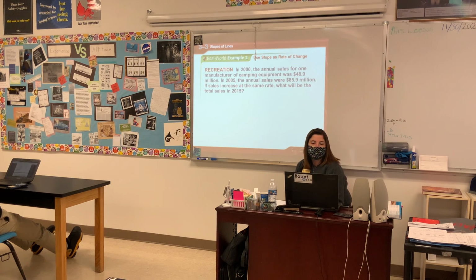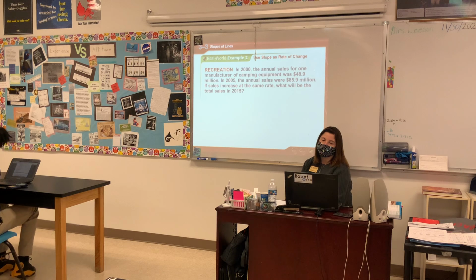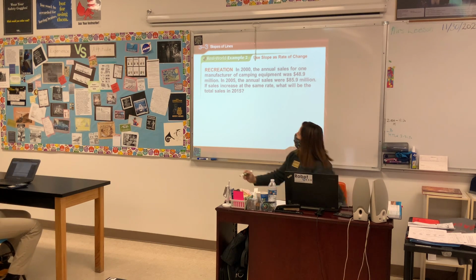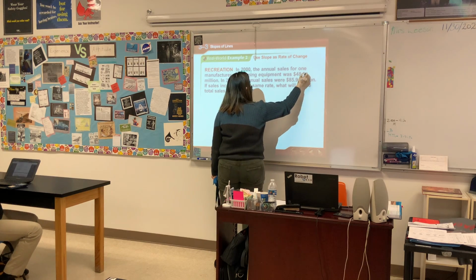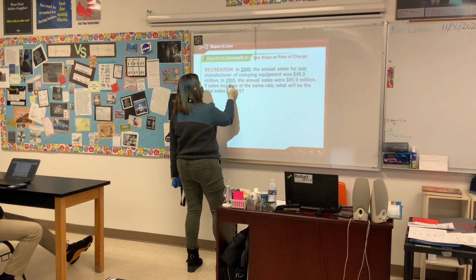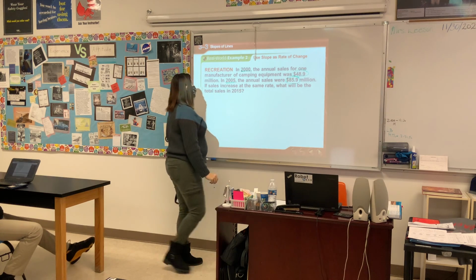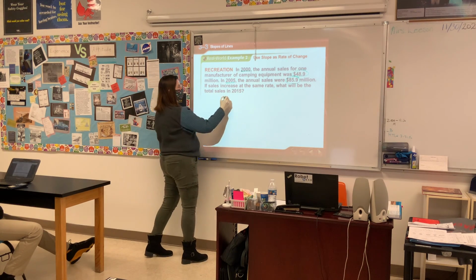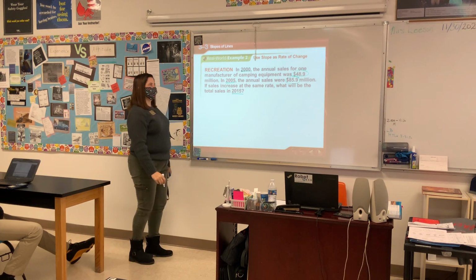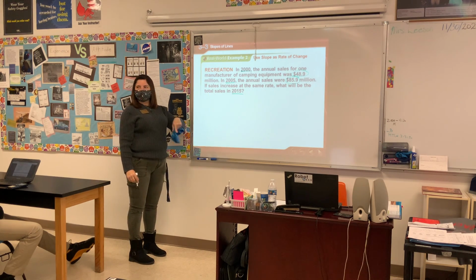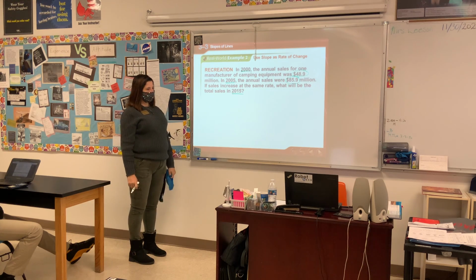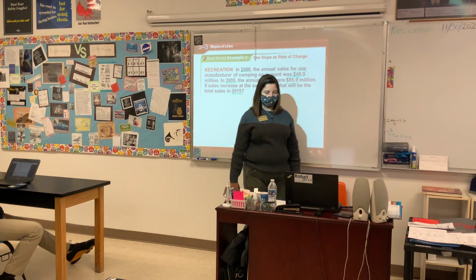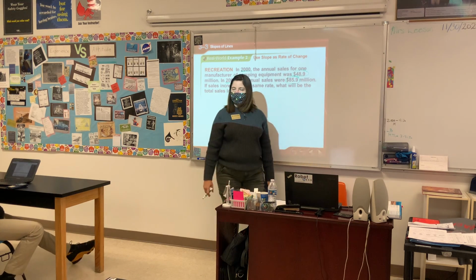Okay, so here is using the slope as a rate of change. The annual sales for one manufacturer of camping equipment was 48.9 million, so that's in the year 2000. I have these sales in this year, and I need to know what is going to be my sales in 2015 if it follows this same rate of change. How do I determine that? What would you do?